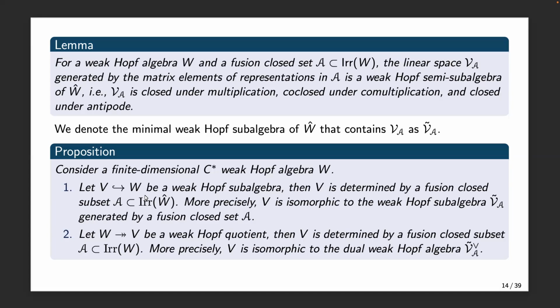Because this A is in irreps of W dual, and because we are in the finite dimensional case, this double dual is isomorphic to the original W here. So we have shown how to get the subalgebra of a given weak Hopf algebra by a fusion closed subset in W check. And the second item is just a dual statement of the first one.